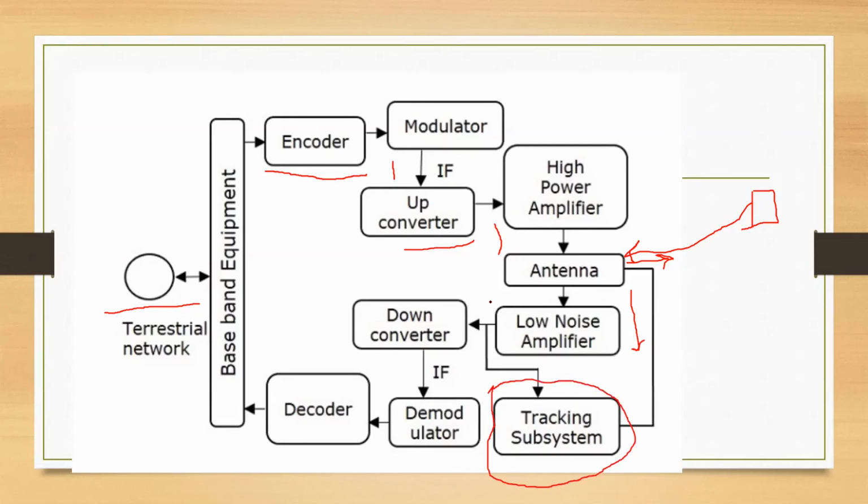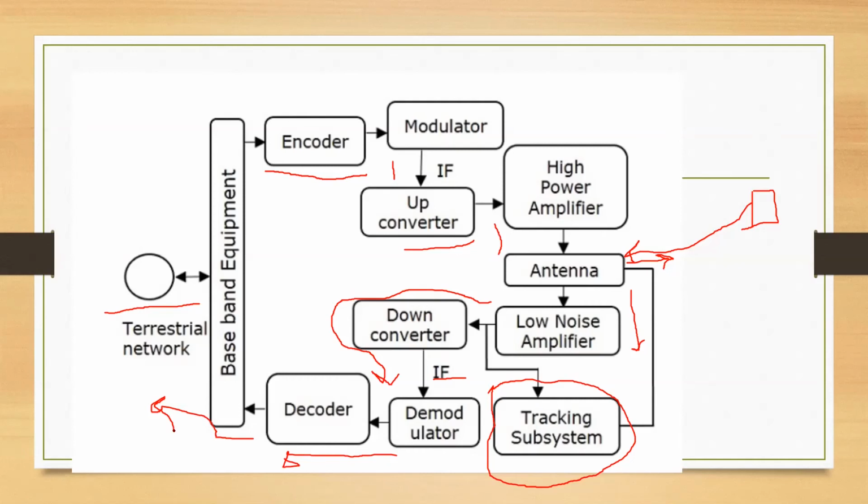And the next part about retrieving the information is it down converts it into your intermediate frequency, and the intermediate frequency is then demodulated, then decoded, and you again recover your baseband signal, which is sent to the user.